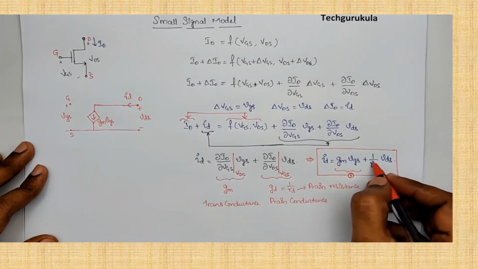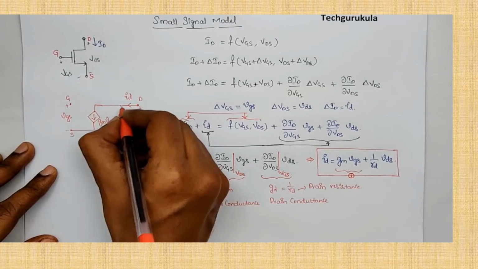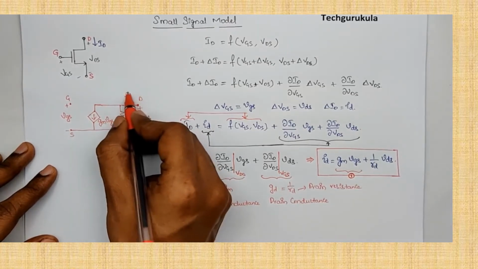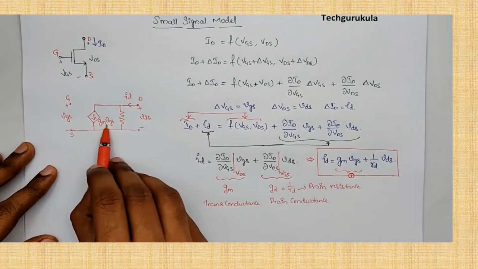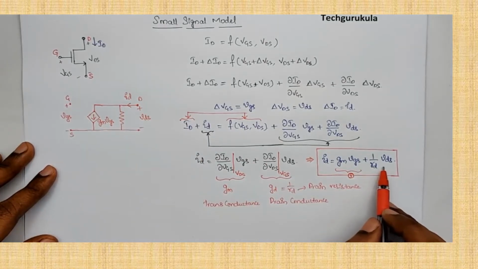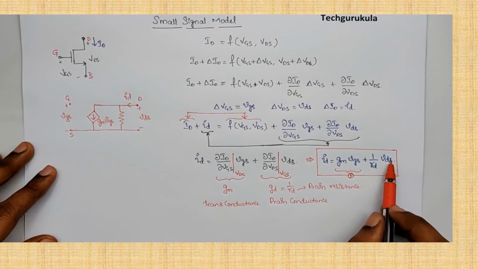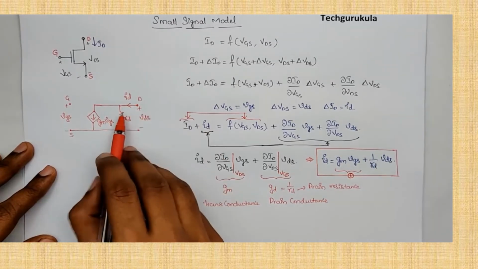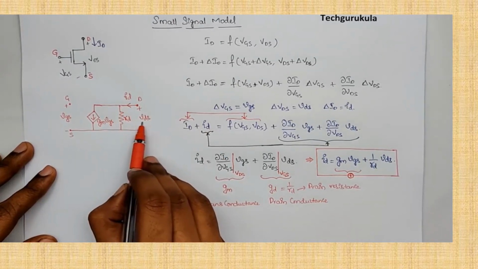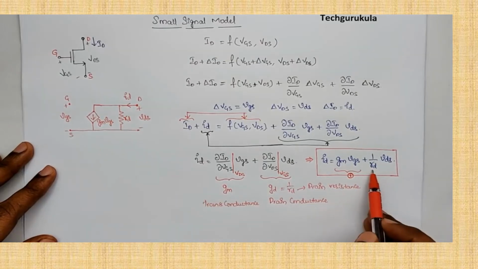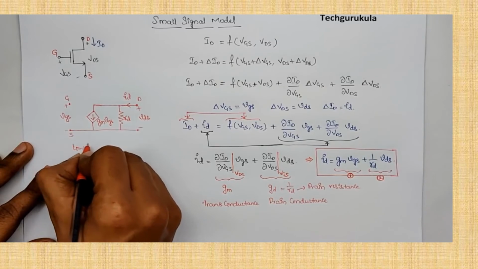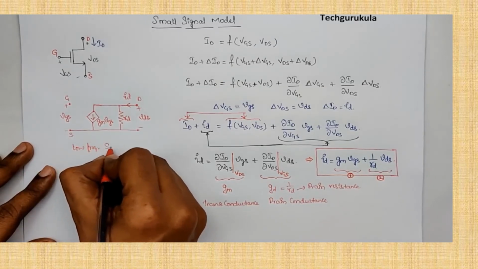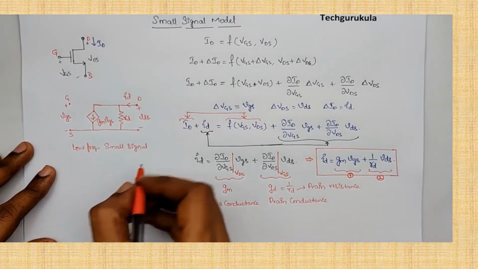Now if you take this drain resistance in parallel to this, so that the entire ID is divided into two segments, one is GM times VGS and the second one is the current resulting because of the voltage drop across the drain resistance, that is RD. So the current that flows through this RD is nothing but VDS over RD. That's what is written here. This is the second term. This is a low frequency small signal model of a MOSFET.